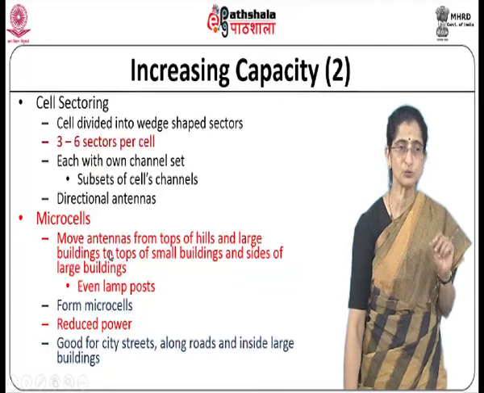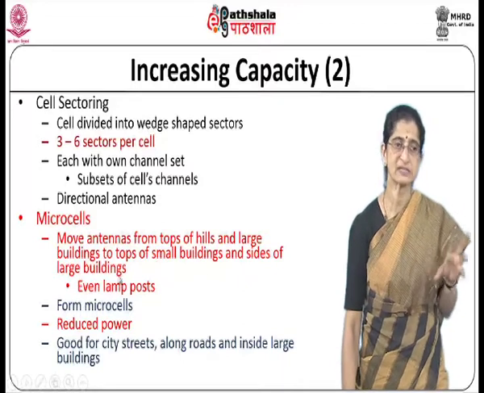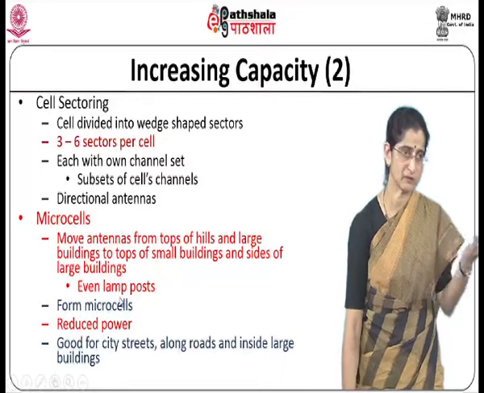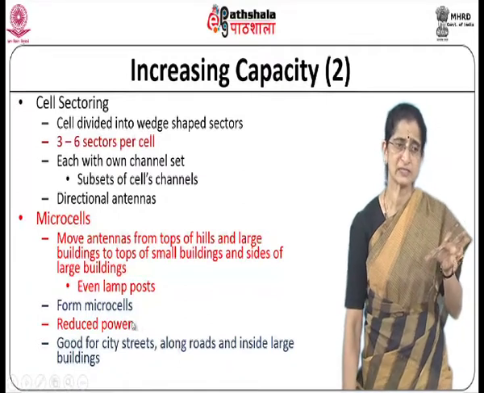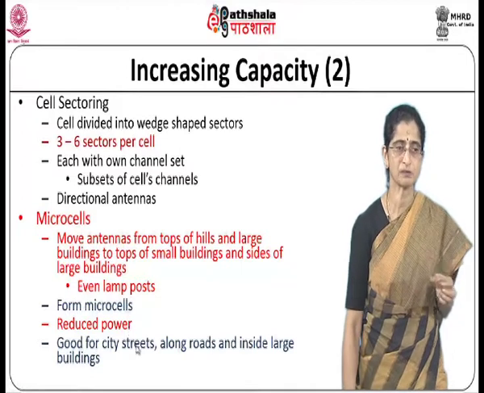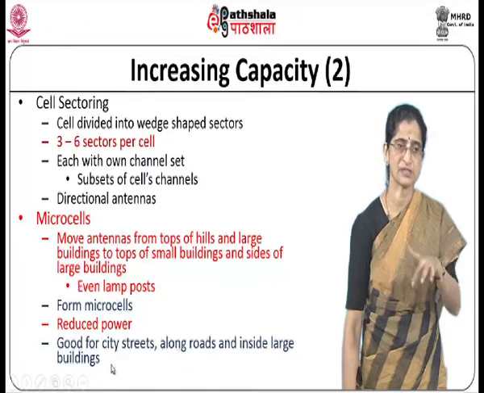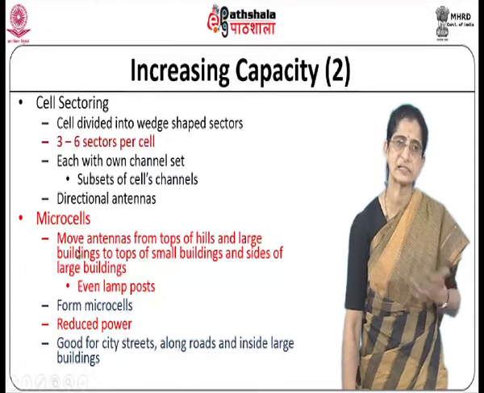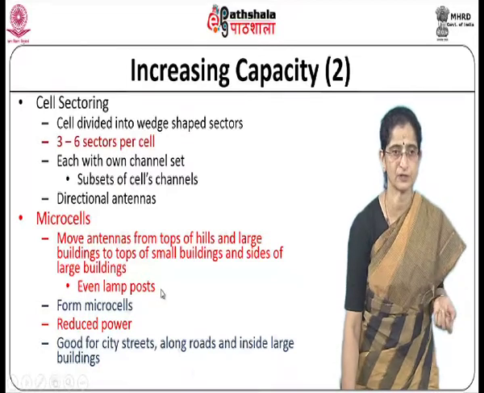For instance, you move antennas from tops of hills and large buildings to tops of small buildings and sides of larger buildings. Even lampposts can be used. So you form smaller microcells. The idea is that you can reduce the power even further, and it can be good for areas like city streets, along roads and inside large buildings. So you can use these microcells to increase the capacity. These are different options that we have.